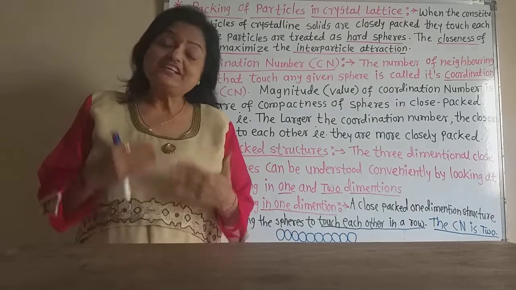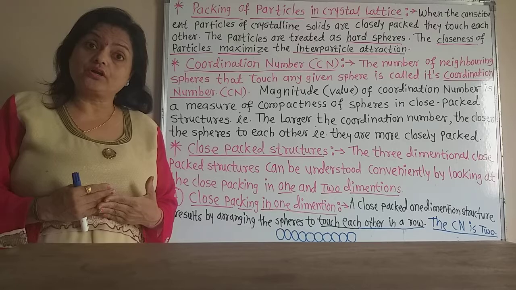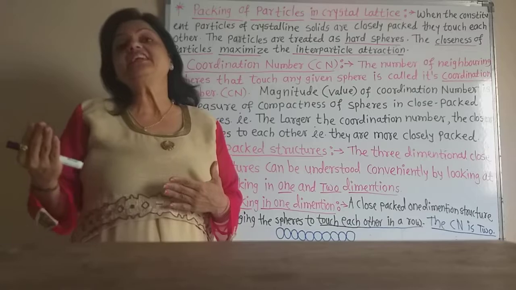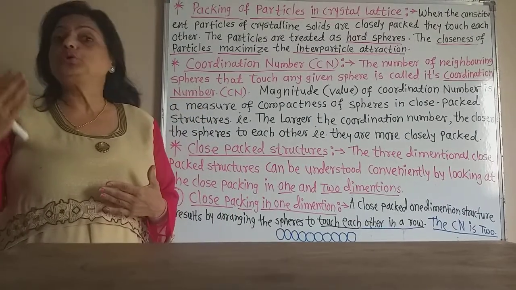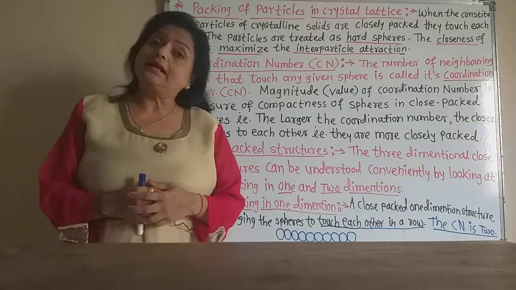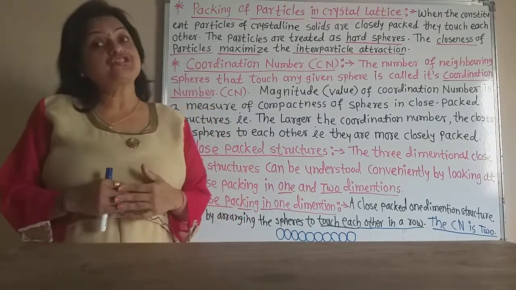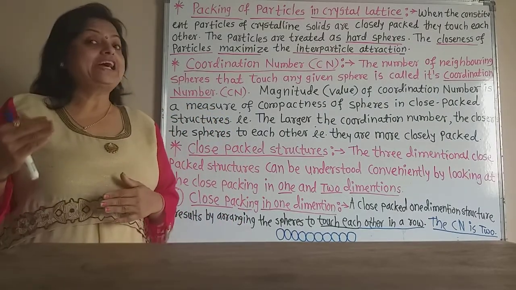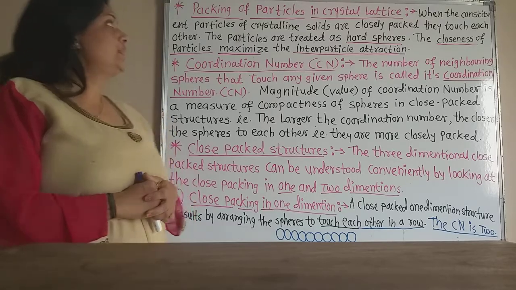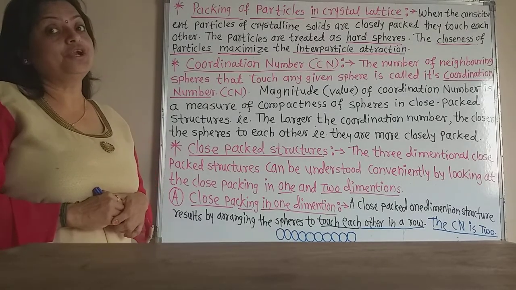And hence today we have to learn what is coordination number and how we can arrange the spheres in one dimensional, two dimensional or three dimensional structure. But before learning the three dimensional close packed structure, we have to first look at the one dimensional and two dimensional close packed structures. So students, packing of particles in crystal lattice we have to learn today.